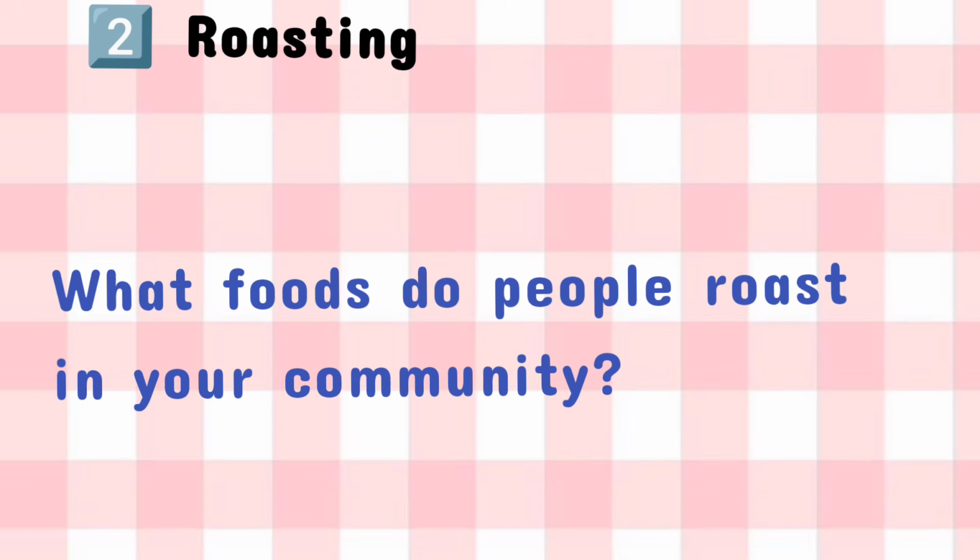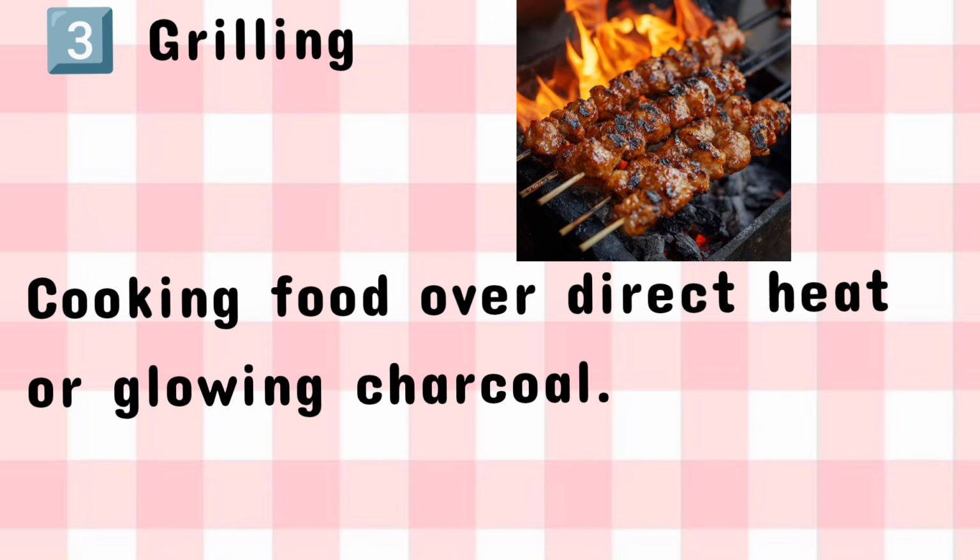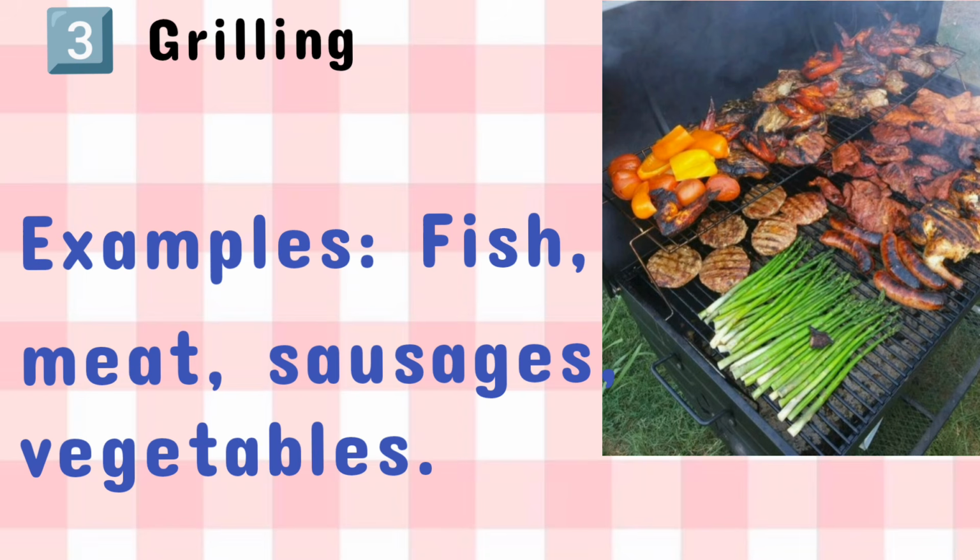So tell us, what foods do people roast in your community? I can think of a lot. Third, grilling. Grilling is cooking food over direct heat and over glowing charcoal. Examples of food that we grill include fish, meat, sausages, and sometimes vegetables.